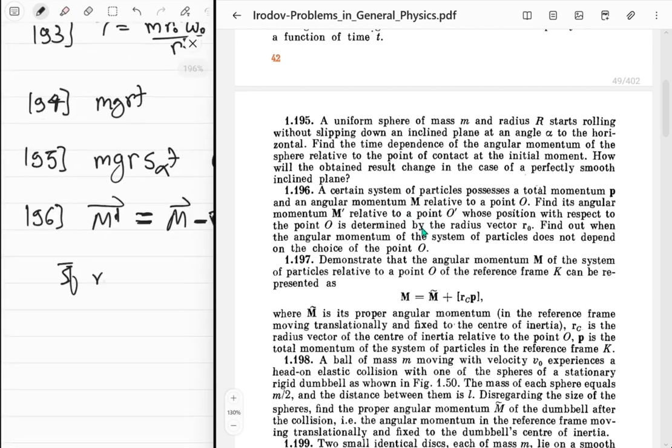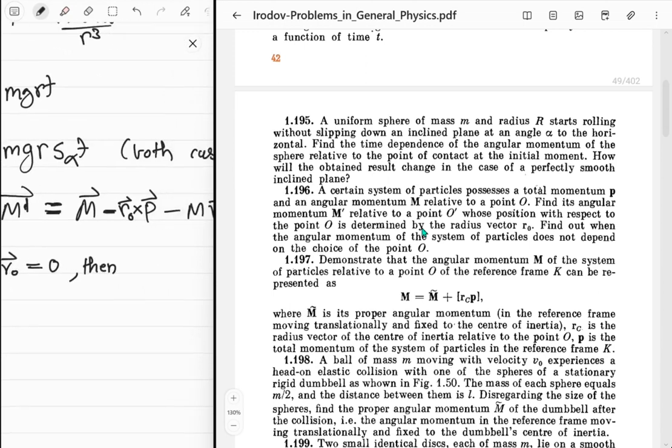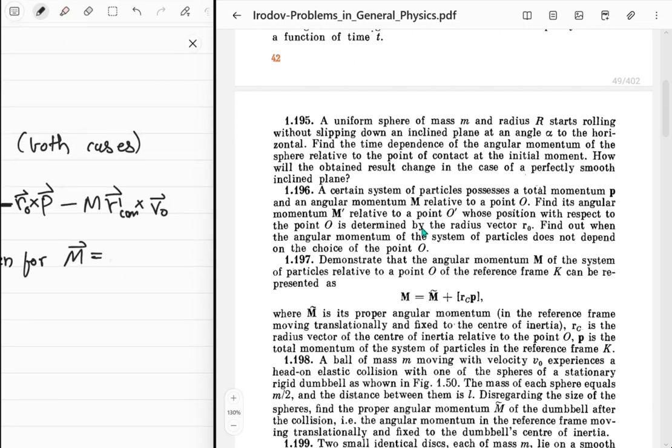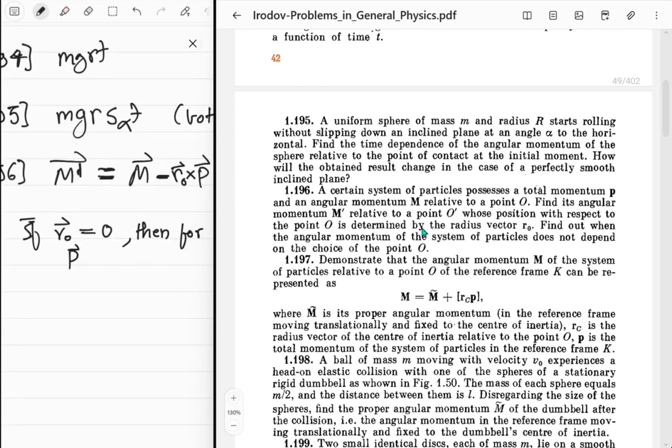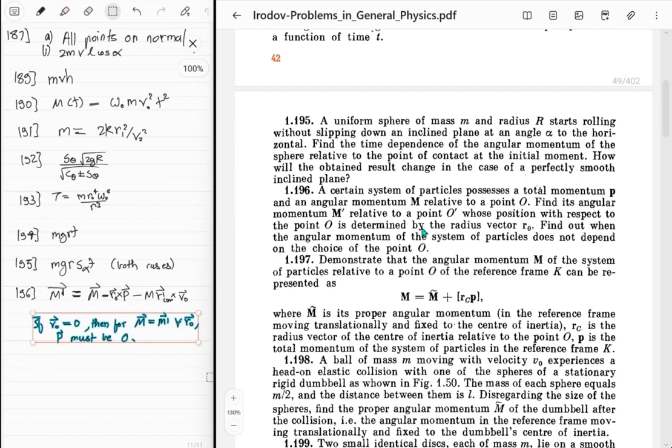If v naught vector is equal to 0, then for m vector equal to m dash vector for all r naught vector, p vector must be 0. Okay, so 196 done. So 197 now.